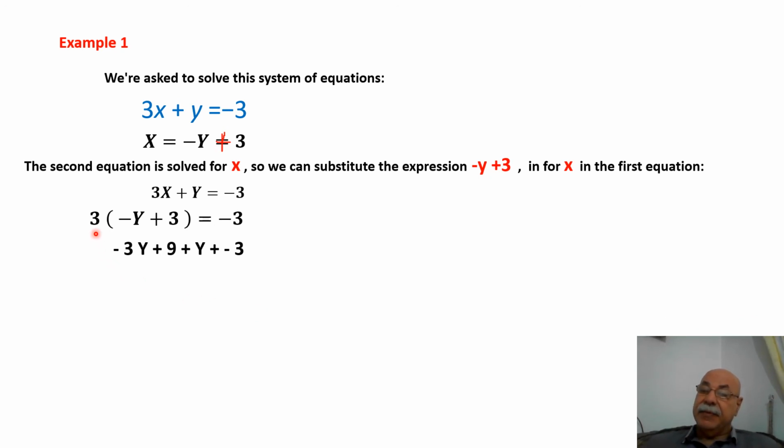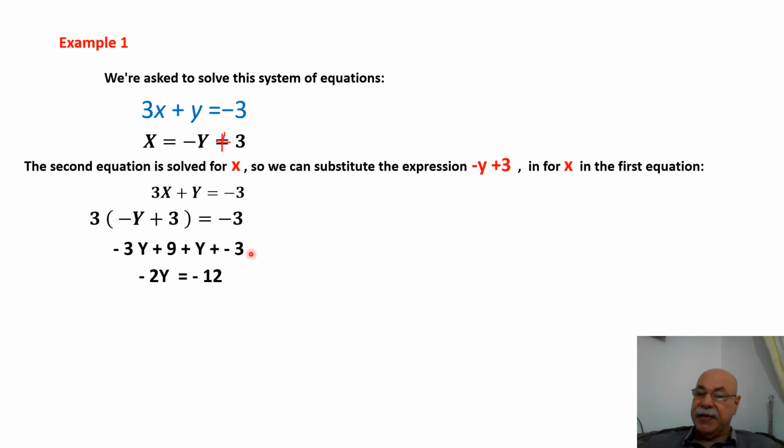Now 3 times minus y is minus 3y. 3 times 3 is plus 9, because plus 3 times plus 3 becomes plus 9. Then plus y equals minus 3. I simplify this because I take the plus 9 to the other side and get minus 3.